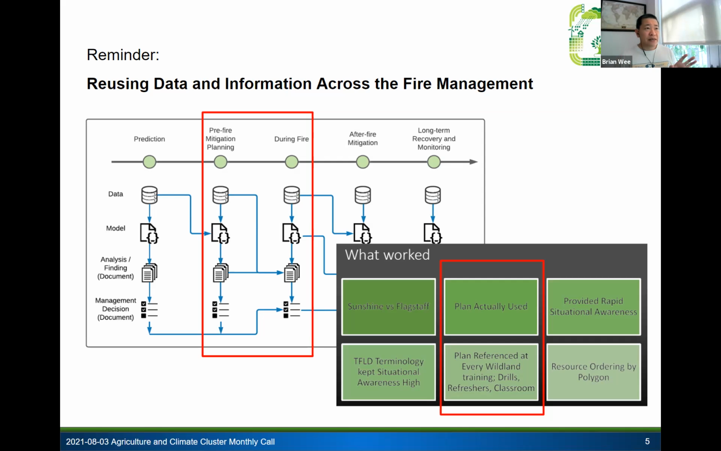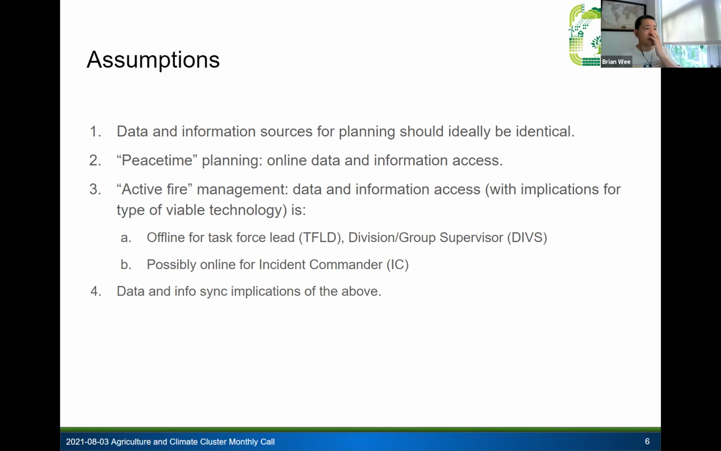So for this purpose, I think Dave Zader's slides two weeks ago were really useful in that respect, because it touches on these two different phases, mitigation planning and during fire. And so I think for that purpose, we should continue to focus on these two phases for now. Okay, next slide is a couple of assumptions right here.